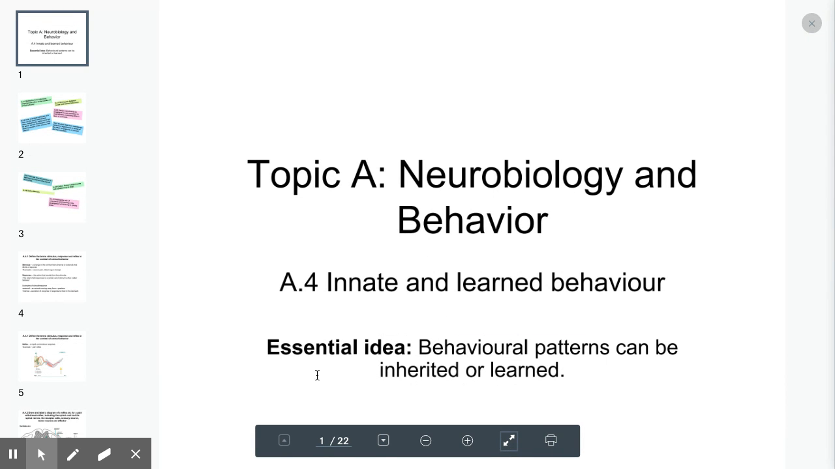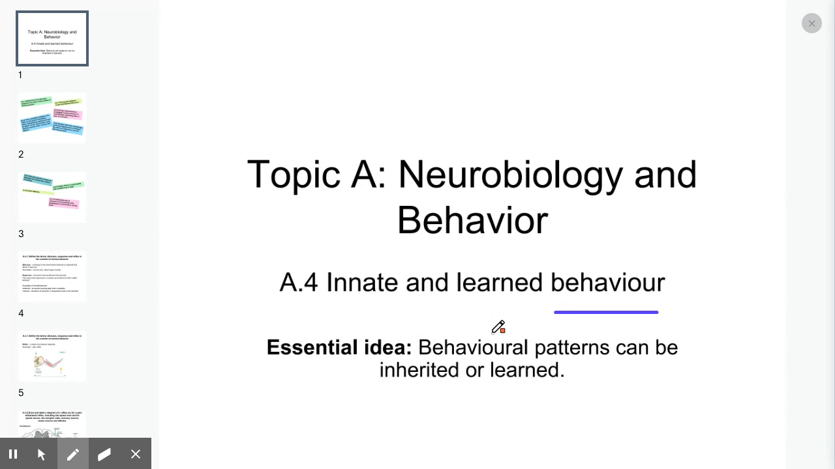In topic A.4, we're going to look at behavior, and specifically two types. We're going to look at innate behavior and learned behavior, specifically how it relates to animals. I know we are animals, but the ones that aren't humans. So let's go ahead and jump to the first slide here.